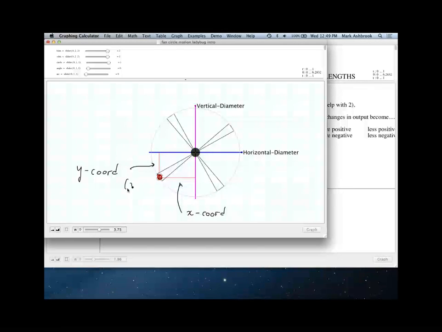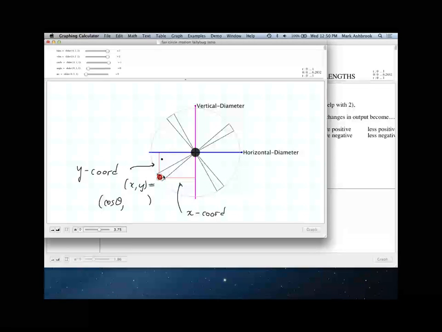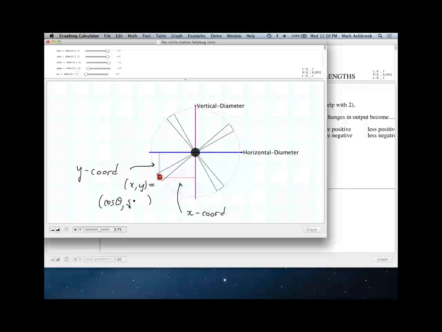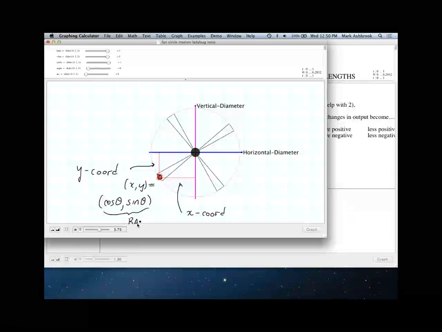If we wrote the coordinates of that point as x, y, how could we now write the coordinates of that point in terms of sine and cosine? X is cosine, and this is sine. But we have to be very careful on what units that is giving us. Radius lengths. Radians are for angle openness. Radius lengths are for distance.